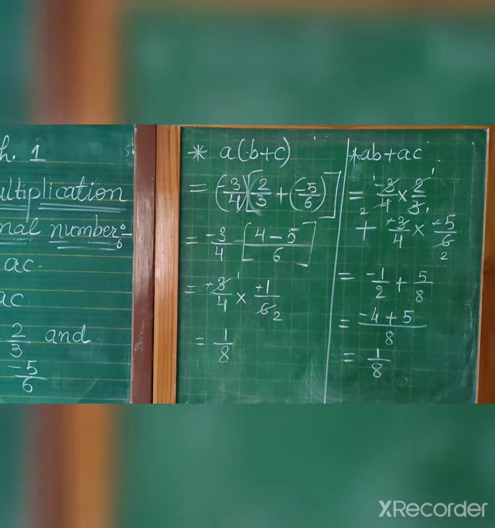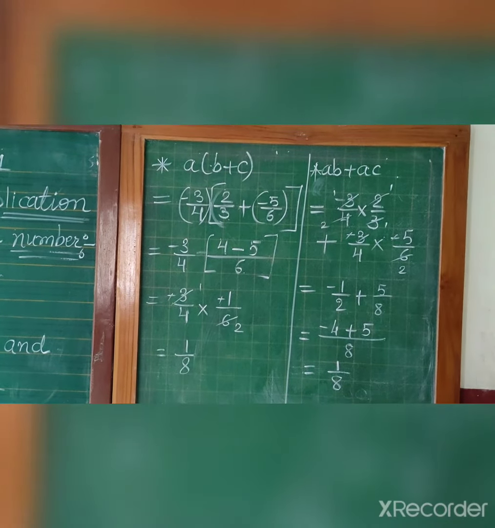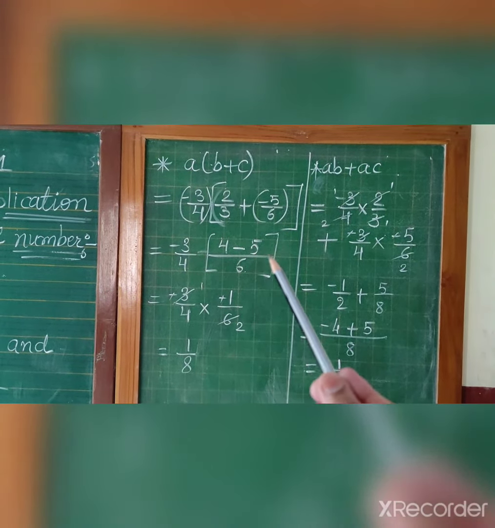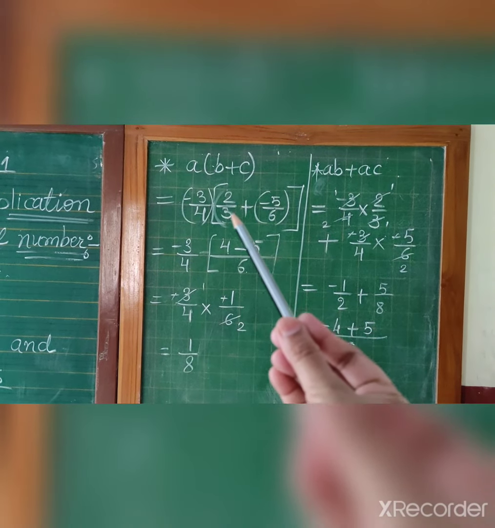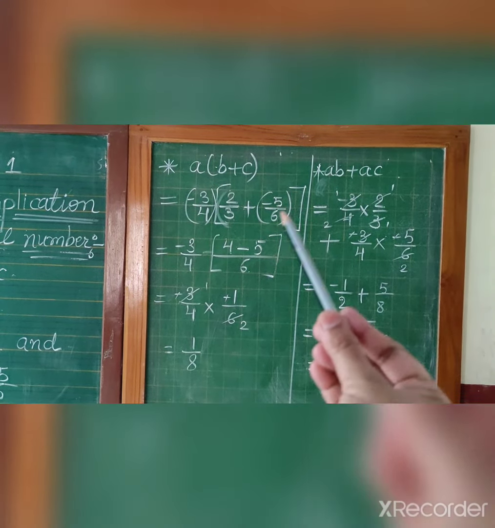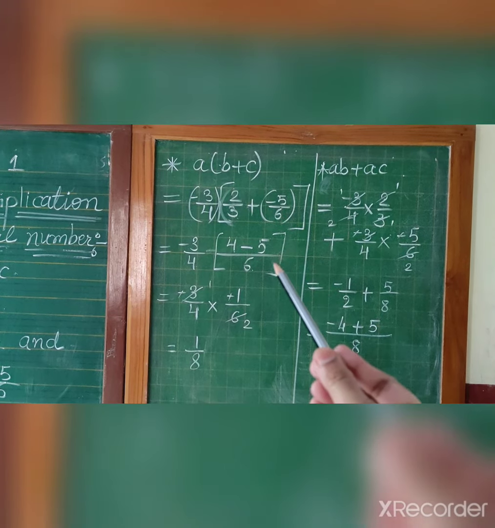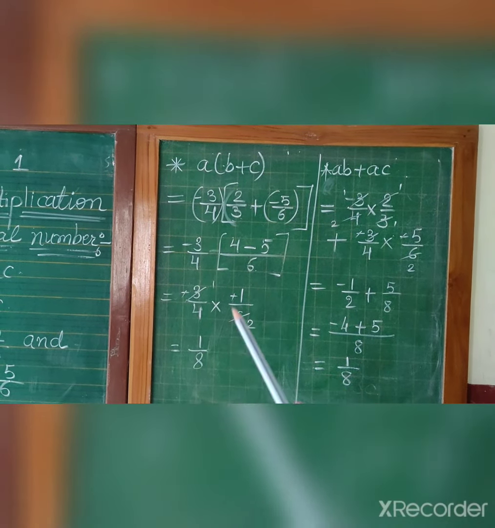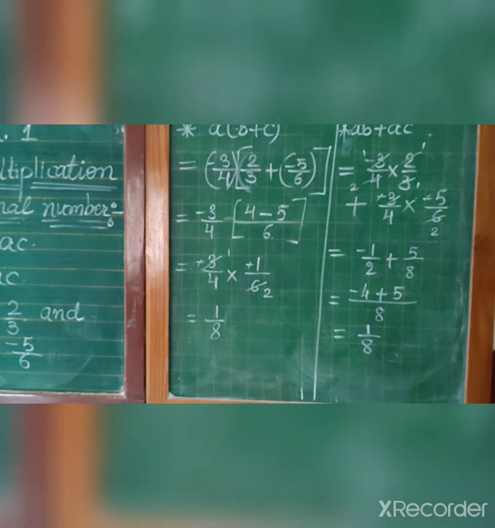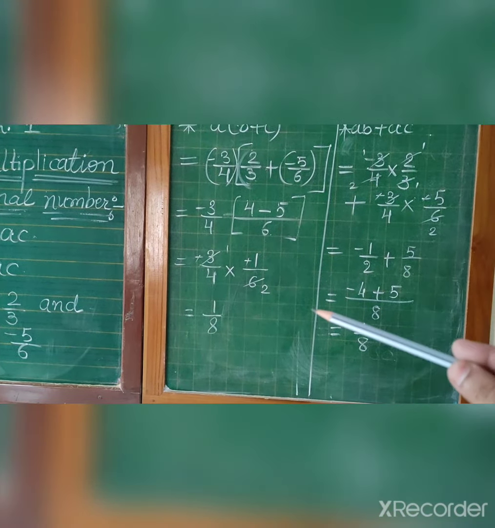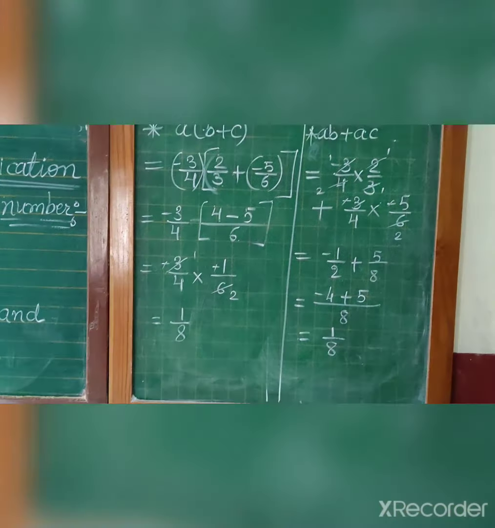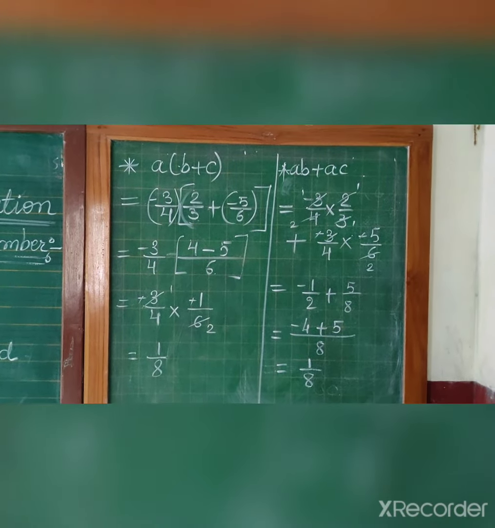When you take the LCM of 3 and 6, the LCM will be 6. And 6 divided by 3 is 2 times, and 2 multiplied by 2 is 4. Plus minus, 6 divided by 6 is 1 time, 5 ones are 5. 4 minus 5 is minus 1. Minus 1 upon 6. Minus minus plus. 3 ones are 3, 3 twos are 6. So answer is 1 upon 8. So answer of LHS side is 1 upon 8.